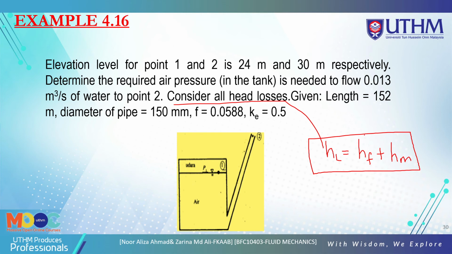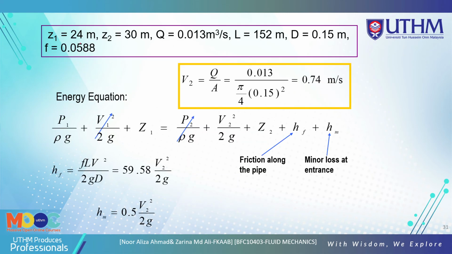Okay, so friction loss is major losses, and HM is minor losses, so we must consider all those losses. Look here at the given data: Z1 is 24 meters, Z2 is 30 meters, Q is 0.013 cubic meters per second, the length, and so on. First you must find the velocity 2. So you get the value of velocity 2 here, which is 0.74.